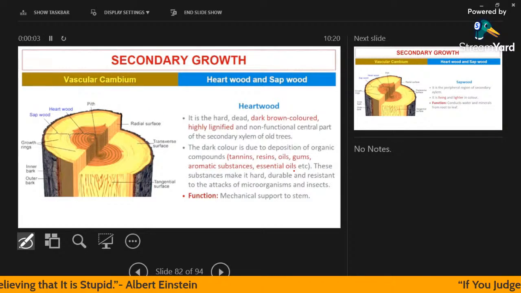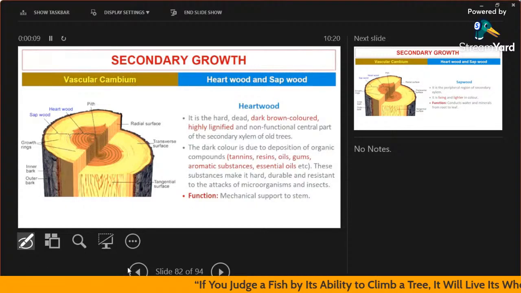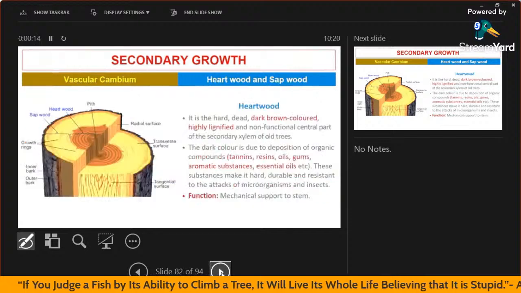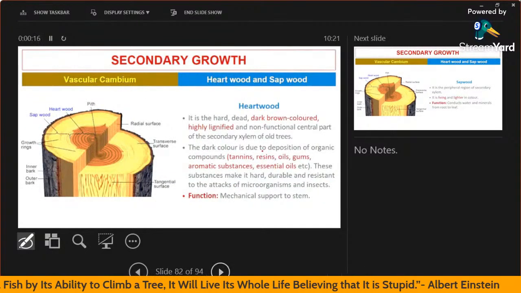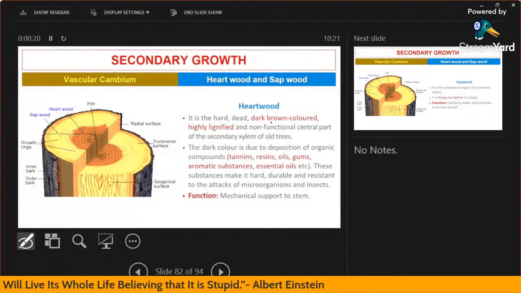Is this clear for everybody? Next. So that is all about what we have studied over here. Next we have to study about the heartwood. Next we have to study about the hardwood.